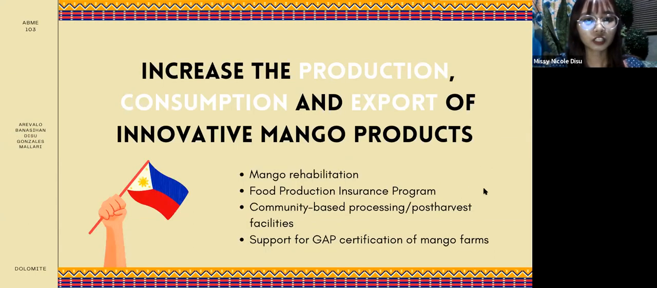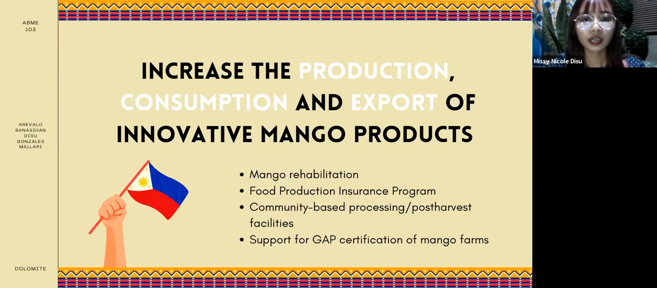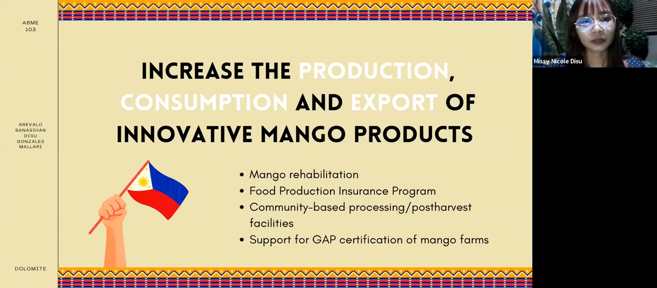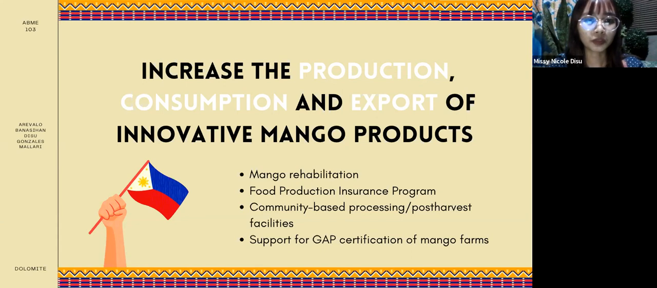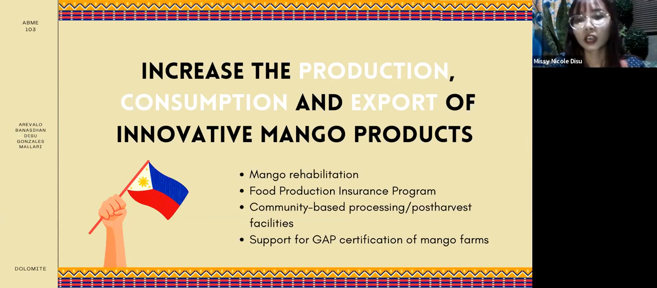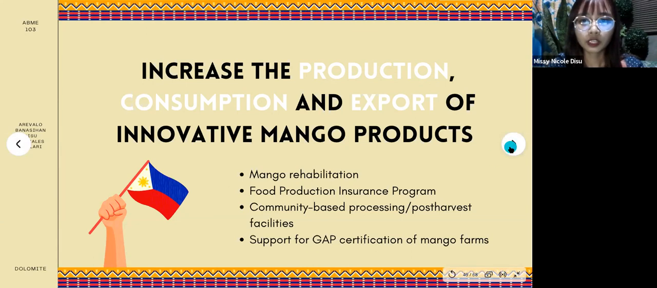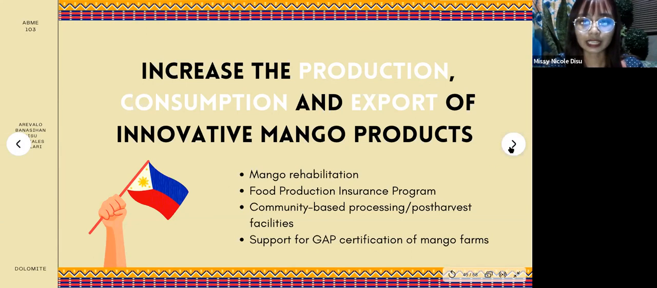The programs and strategies they created aim to increase the mango production, consumption, and export of new and better mango products. The Department of Agriculture designated specific agencies to lead in the implementation of programs, such as the Bureau of Plant Industry, Department of Agriculture Bureau of Agricultural Research, PhilMECH, and many more. Below are some of the programs included in the roadmap. Mango Rehabilitation, Food Production Insurance Program, Community-Based Processing or Post-Harvest Facilities, and support for GAP certification of mango farms.